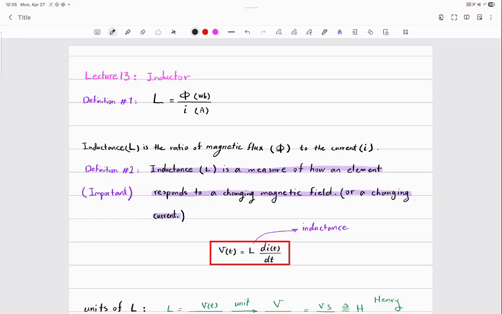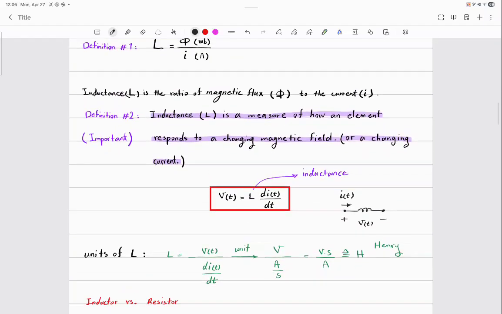Yes, capacitance is a measure of how an element responds or opposes a change in voltage or electric field. And remember, this is the most commonly used equation for inductor. L di over dt is the voltage across the inductor. And remember, this equation is valid for the case where the current enters from the positive terminal. Okay? So if that is your V and that is your current, then you can write it like that. If it is the opposite way, it will need a negative sign.